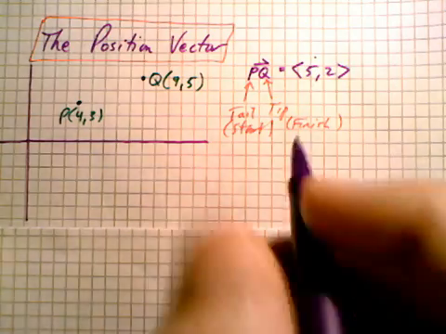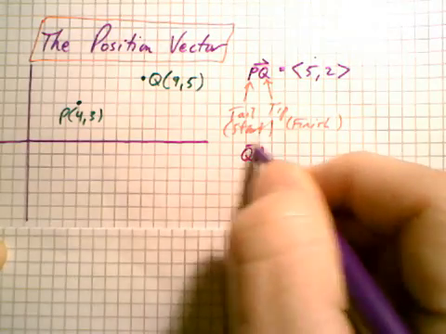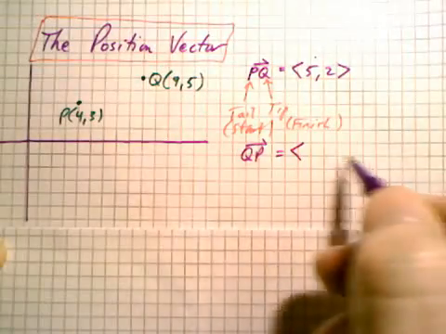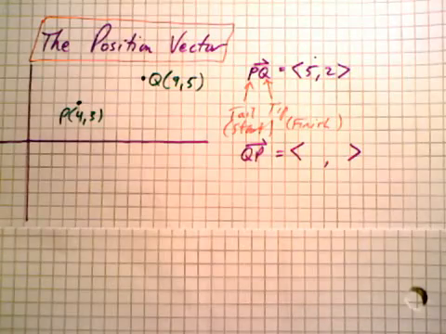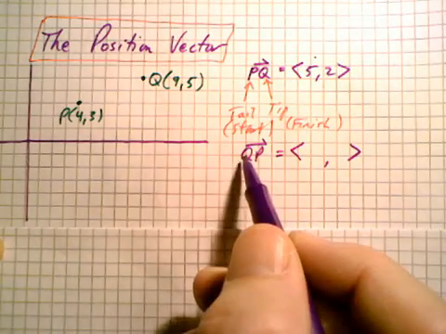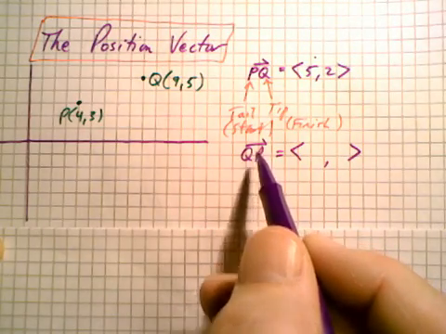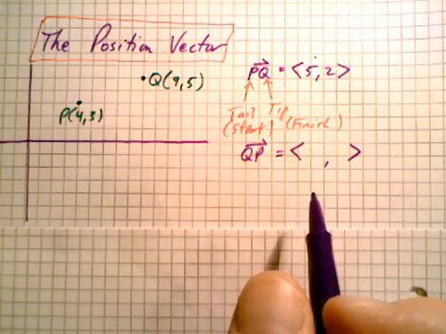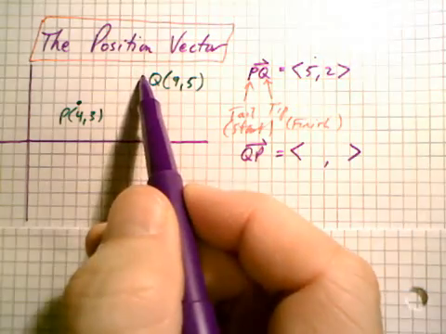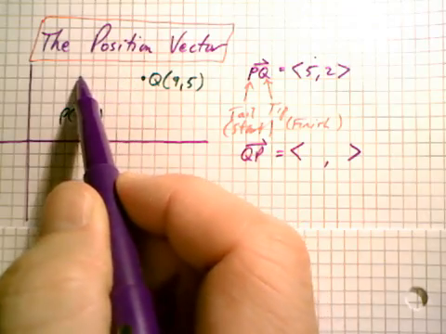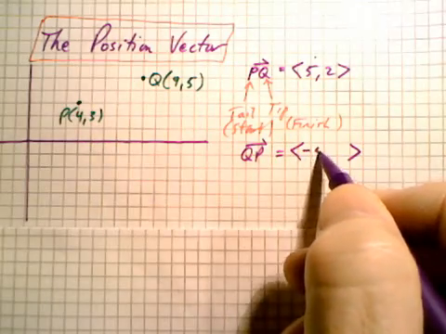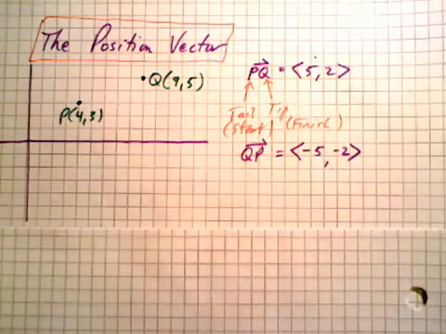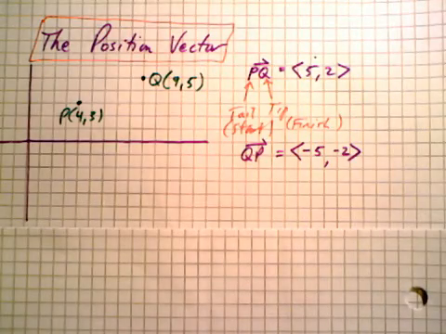Well, what would QP be equal to? Well, Q is where it starts. I want you to try that one on your own. Q is where it starts, P is where it ends, so pause the video. I'm going to just go ahead and do the answer right now. 1, 2, 3, 4, 5, and down 1, 2. So -5, because it's 5 units to the left, and then down 2, so we write -2.